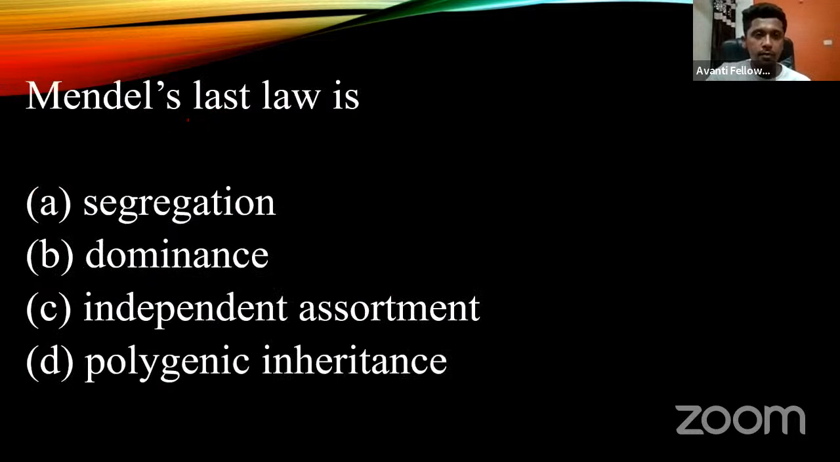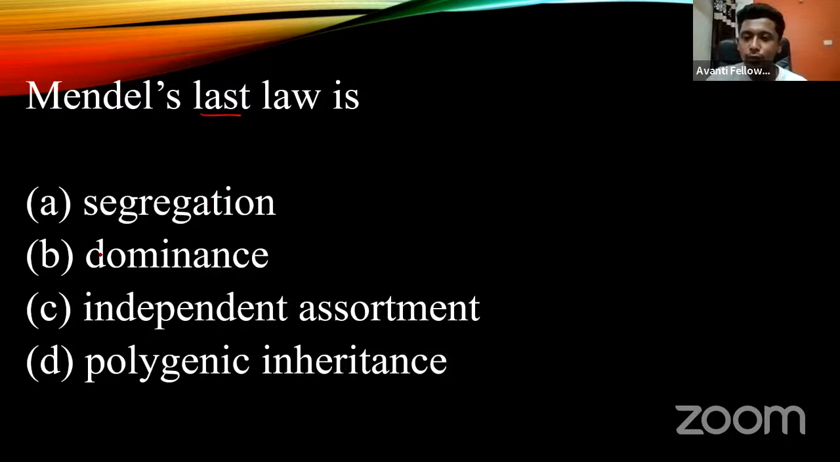Okay, next question is Mendel's last law is. Usually people ask the first law, but here you have a question on the last law of genetics. I'll launch the poll again. Please try to answer this question. Mendel's last law is law of segregation, law of dominance, law of independent assortment, or polygenic inheritance.